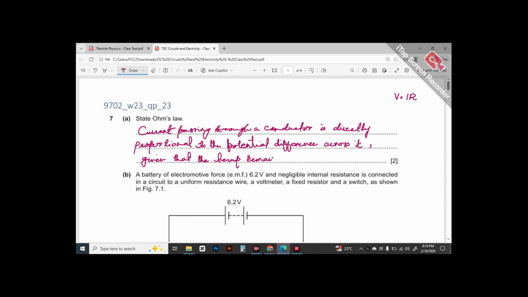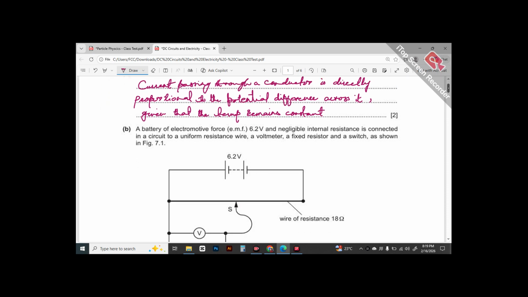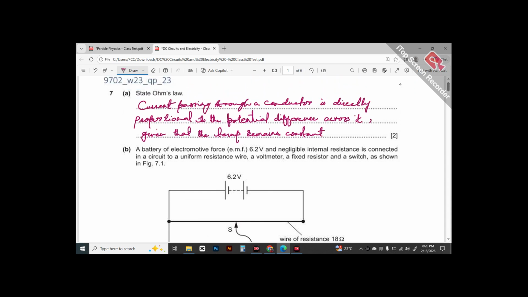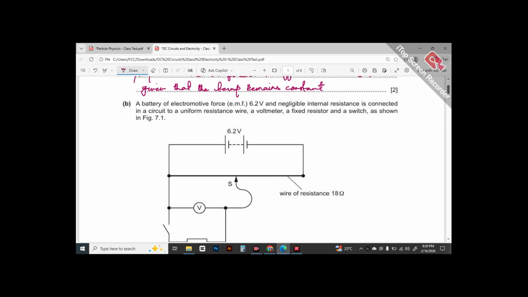And why was this condition mentioned? Because with the change in temperature, the resistance of a conductor changes, and the change in resistance would eventually lead to a different change in current with the change in voltage. So in this question, one mark was assigned for the proportionality relation and the other mark was assigned for mentioning the condition of constant temperature.